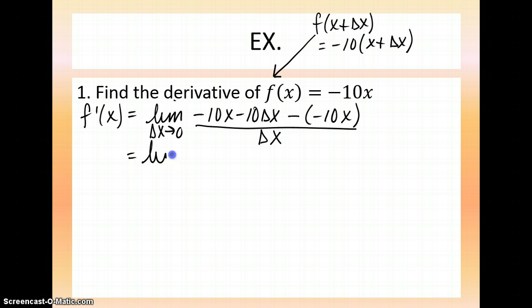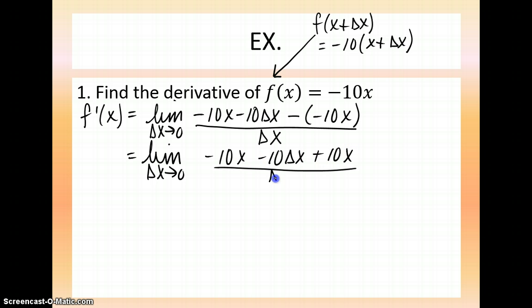And the reason we have to subtract the original, and you'll begin to notice this more, any term that doesn't have a delta x is going to cancel. So now on this final step, we will see that the delta x's cancel and my limit is just simply negative 10. So what's the derivative of this function? Negative 10.